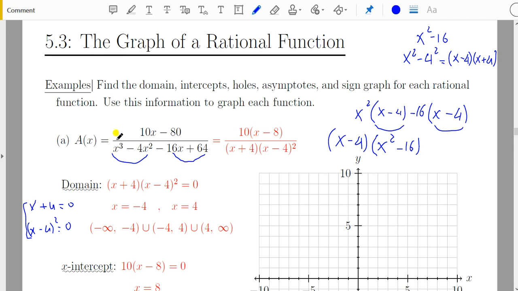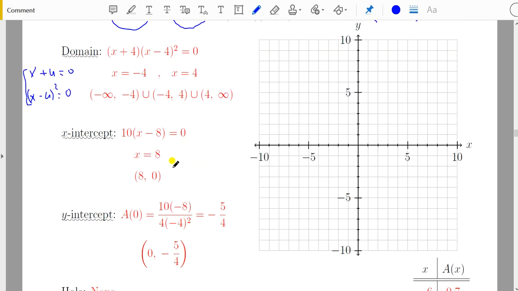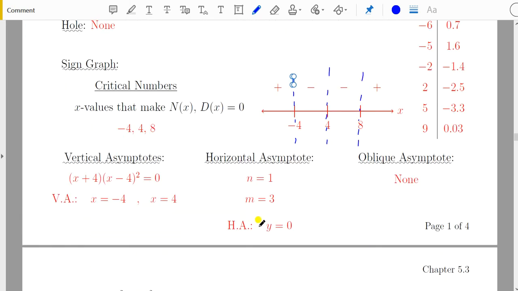In this case, the degree of the denominator is 3 and the numerator is 1. Therefore, the bottom part is bigger, and we have 0 as the horizontal asymptote, or y equals 0. This is the rule from the last section, 5.2.